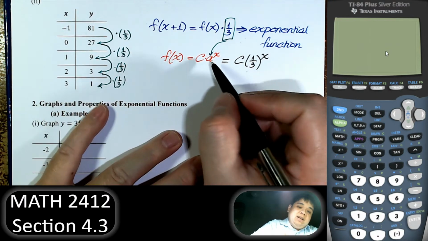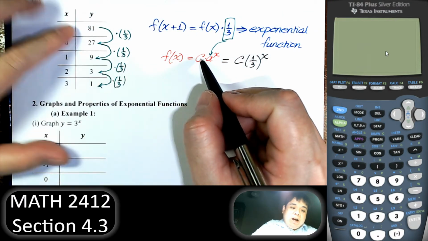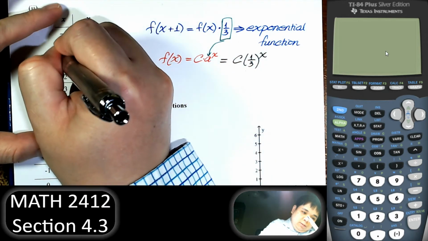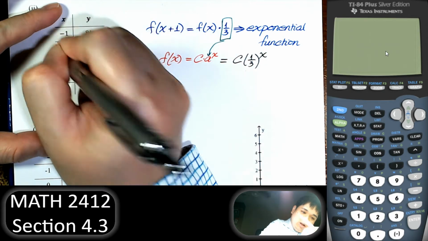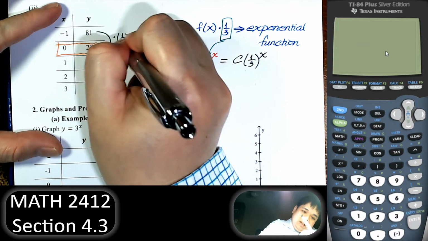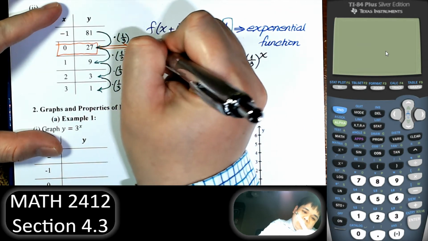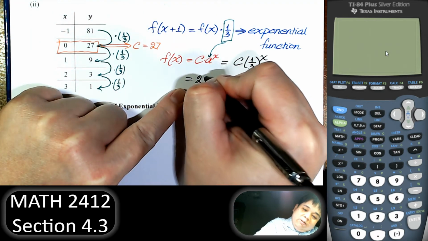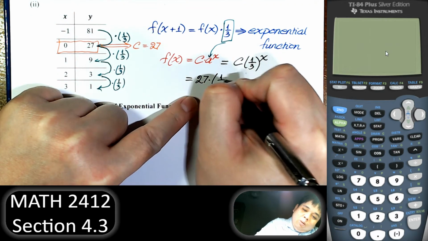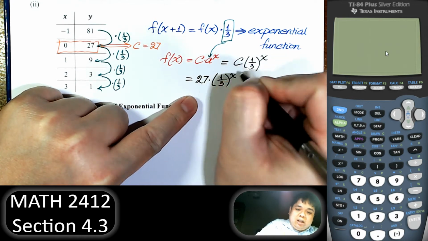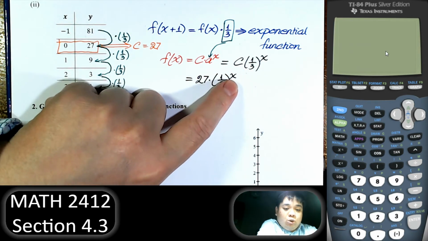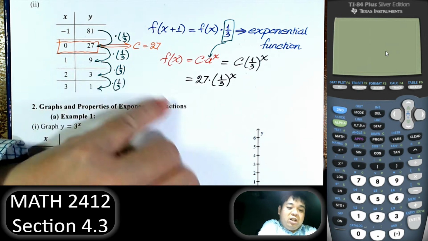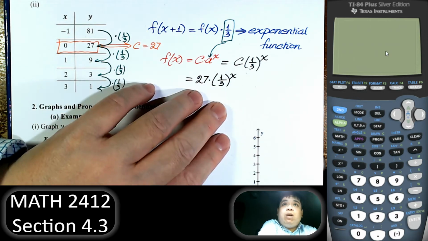And then the c here is the initial value. That is when x equal to 0, so that gives us c equal to 27. So bottom line is the function is 27 times 1 over 3 to the x power. And then we can check. When x equal to 0, 1/3 to the 0 power is 1, times 27 is 27. And so far, that's what we have.